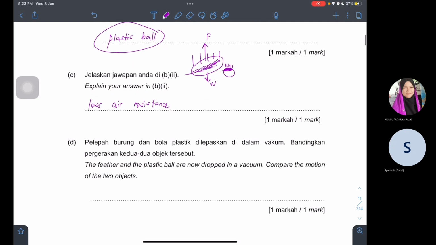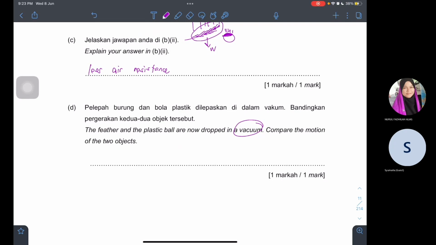Now, the feather and the plastic ball are now dropped in vacuum. Okay? So this is the video we watched just now. So, how do you compare the motion of the two objects? What do you think the answer would be? What did you see just now? From the video, we see that they both fall at the same time. Yes. They both have the same velocity, or maybe you can say they both fall exactly at the same time.